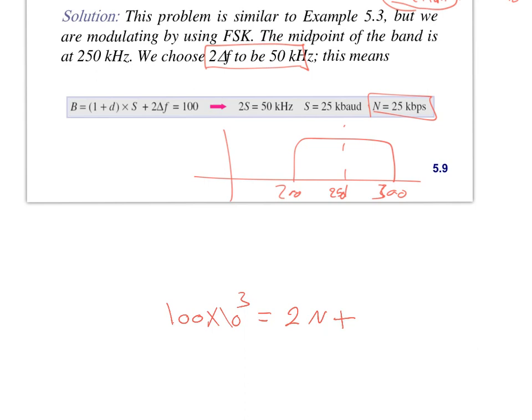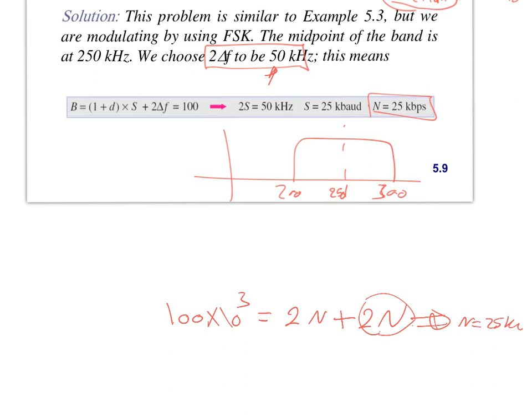And what's the minimum 2 delta F? It's also 2N, which is S times 1 plus D. So in that case, N is equal to 25 kilohertz, which tells us that this 50 is actually the minimum 2 delta F. How do you get the 2N for the maximum? For maximum bit rate, the 2 delta F has to be minimum.